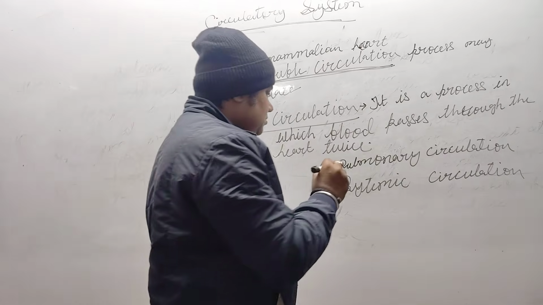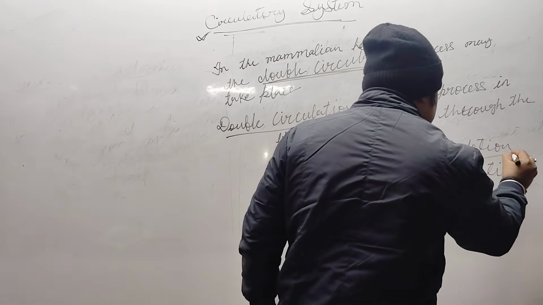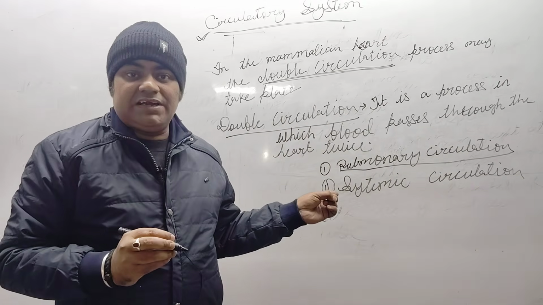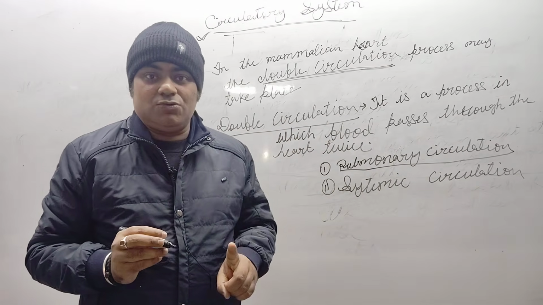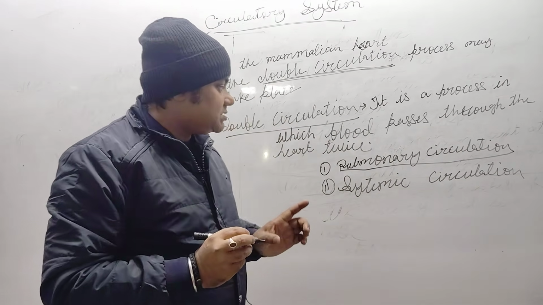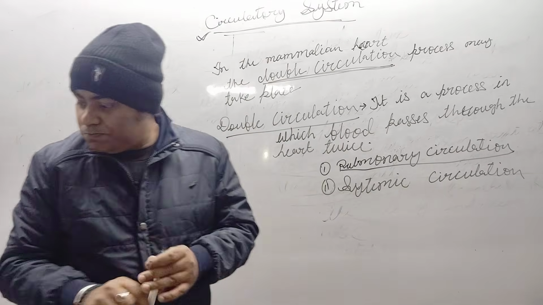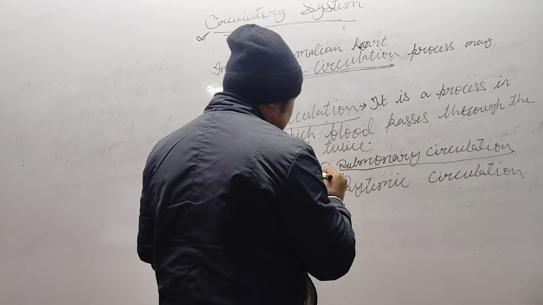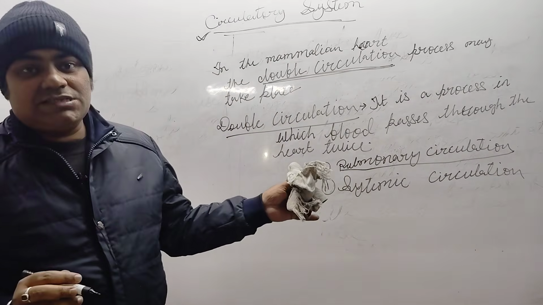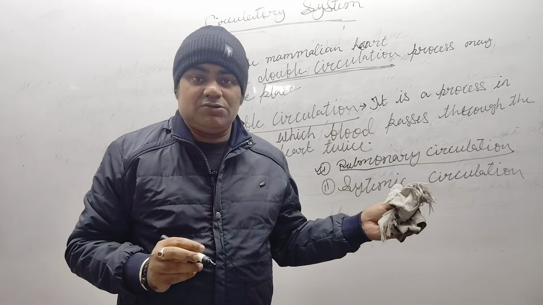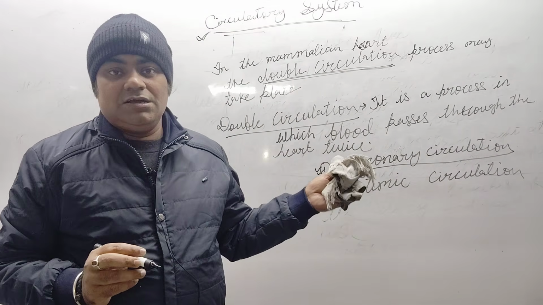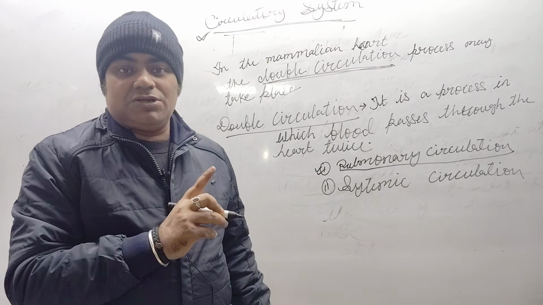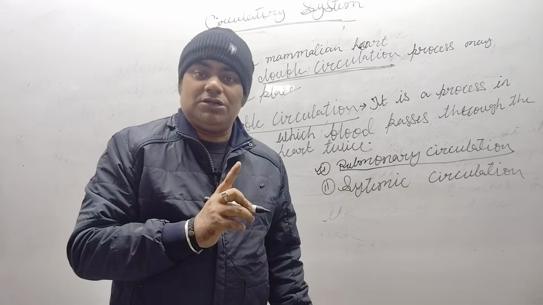पल्मोनरी सर्कुलेशन एक्चुअली एक ऐसा प्रोसेस होता है जिसमें ब्लड राइट वेंट्रिकल से लंग्स होते हुए लेफ्ट ऑरिकल तक पहुंचता है. तो एक बार इसको भी हम डिफाइन कर देते हैं कि पल्मोनरी सर्कुलेशन क्या होता है. It is a process in which blood passes from the right ventricle through the lungs into the left auricle. That is known as the pulmonary circulation.